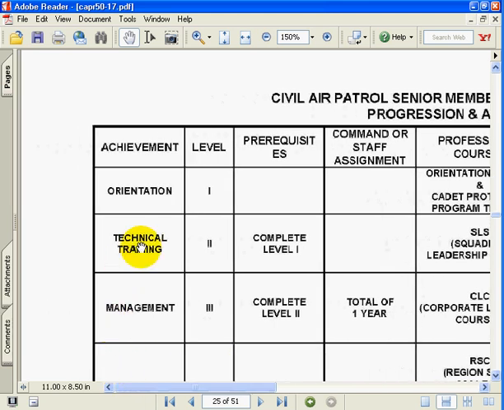Level 2 is the technical training. This is the level where you should be working on developing your skills so you can best support the squadron. It's called Level 2, and the prerequisite is that you have to complete Level 1. There is no command or staff position assignment.